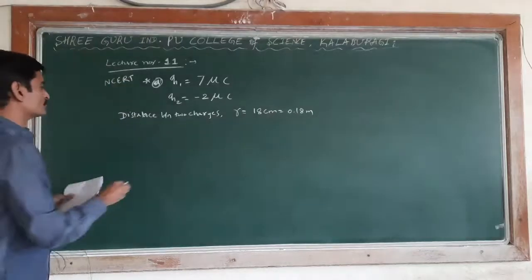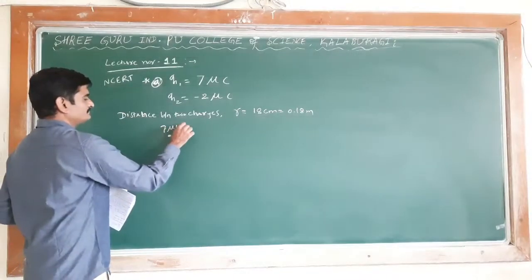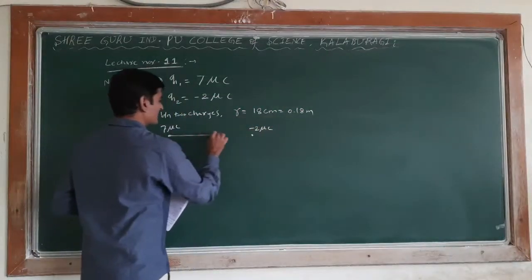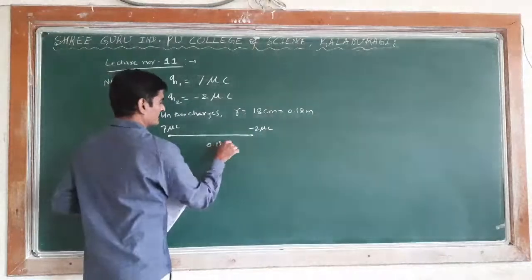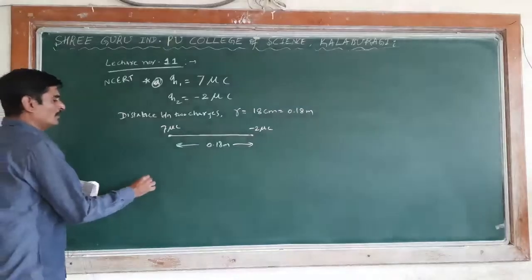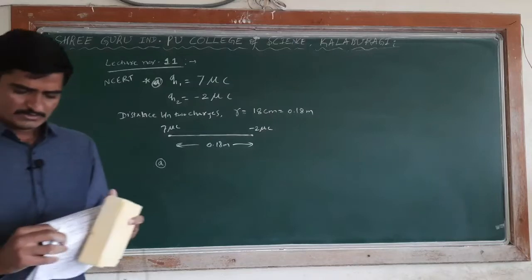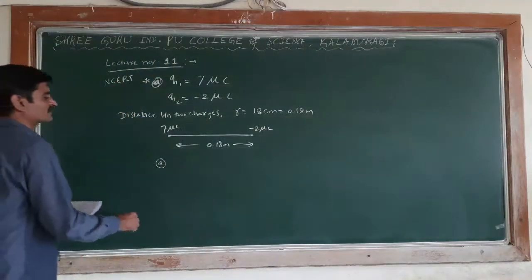So now 2 charges. Here I will just draw the diagram. 7 microcoulomb and another one is minus 2 microcoulomb, and they are separated by a distance of 0.18 meter. Then we have to find the potential energy of the system. We have to determine the electrostatic potential energy of the system.